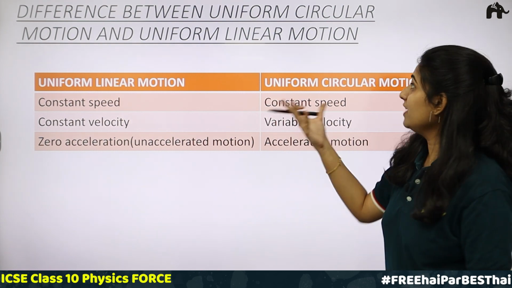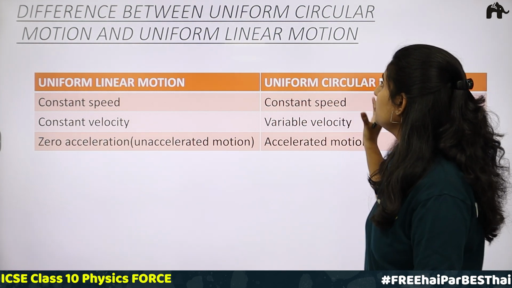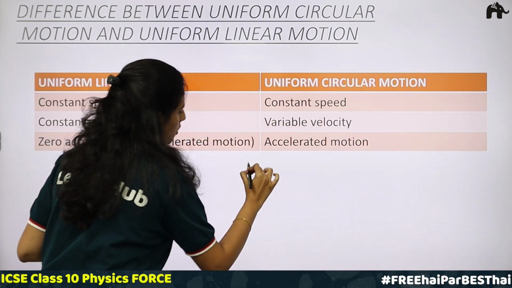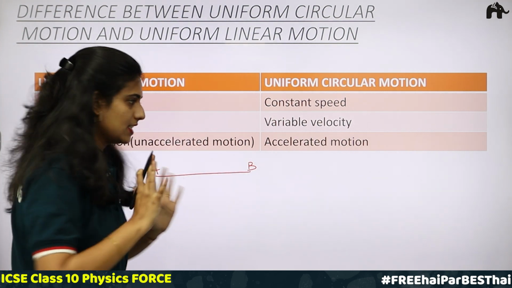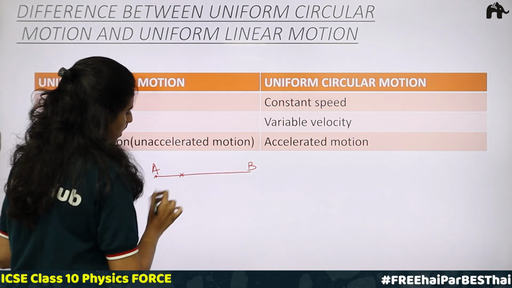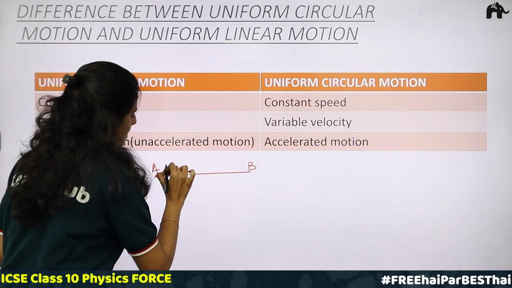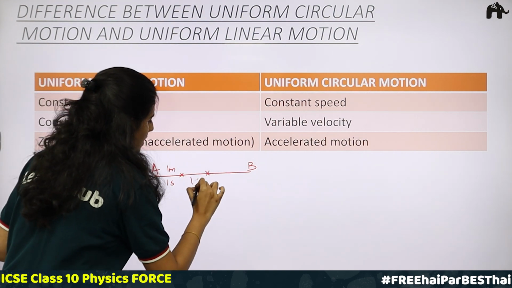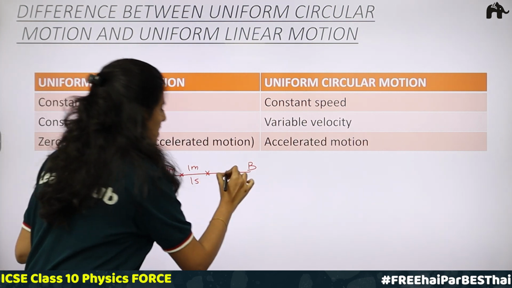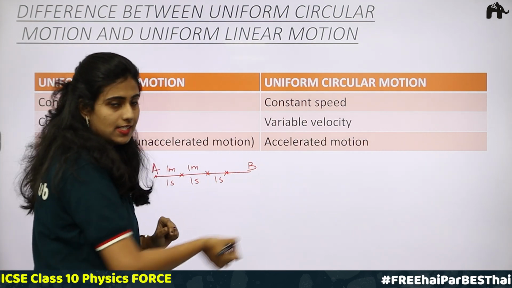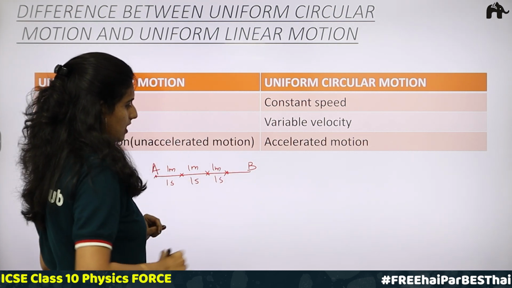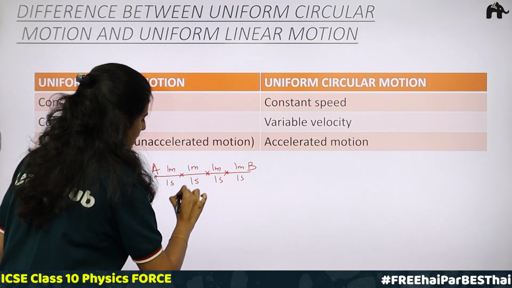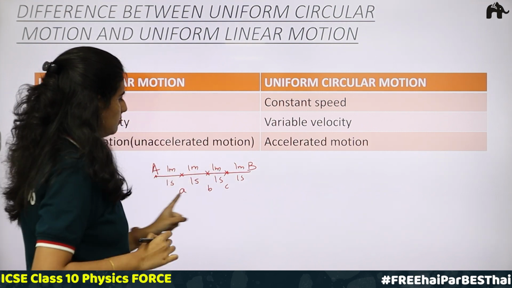Clear? Next is the difference between uniform circular motion and uniform linear motion. First, let's consider a linear motion from point A to point B along a straight line, where a person is moving. This is his first point. He reaches this point; in 1 second, he travelled 1 meter. Second, this is his point. He again travelled 1 meter in 1 second. This is his third point. In the next 1 second, he travelled 1 meter. In the next 1 second, he travelled 1 meter to reach B. Now, I'll mark these as A, B, C. These are my 3 points.